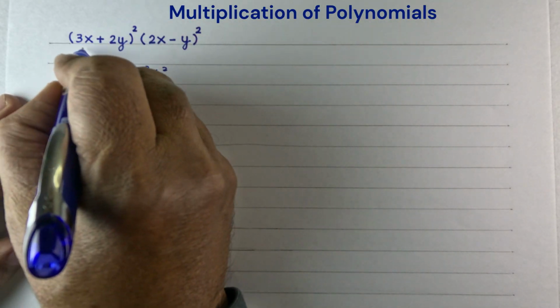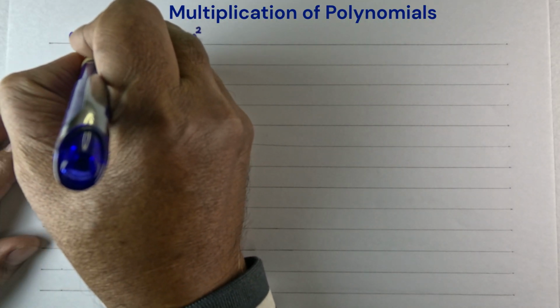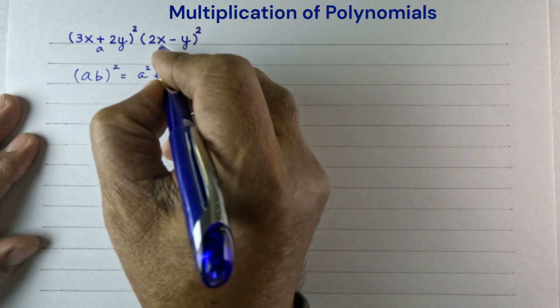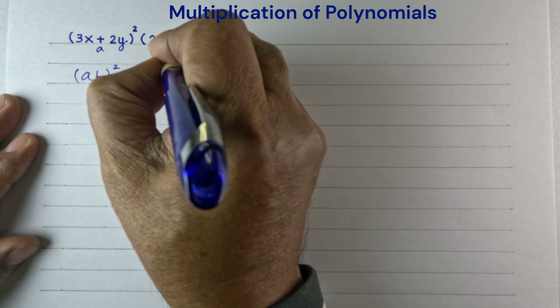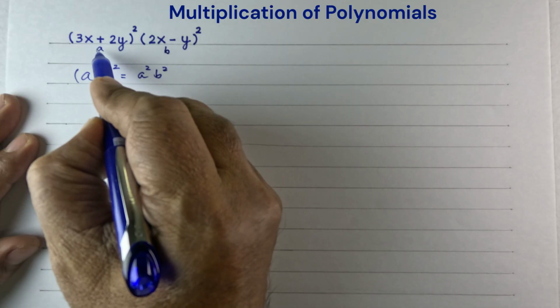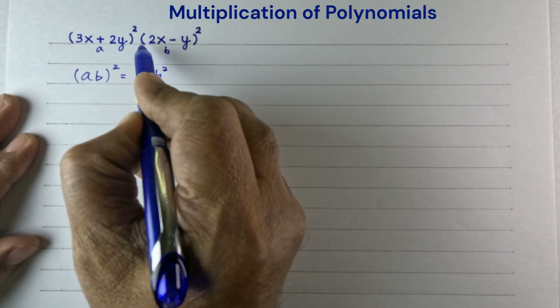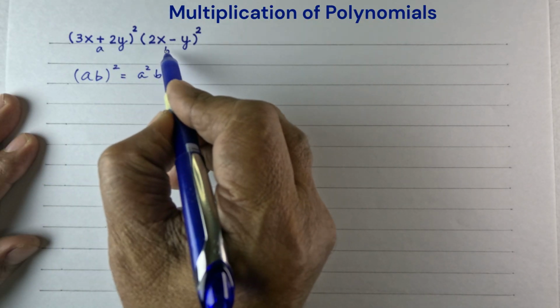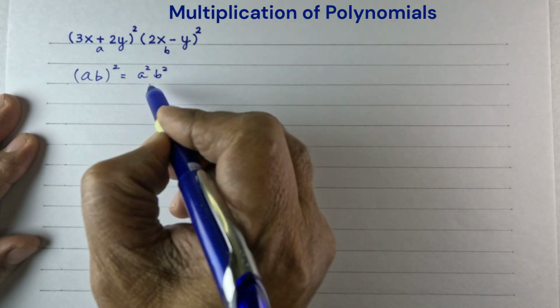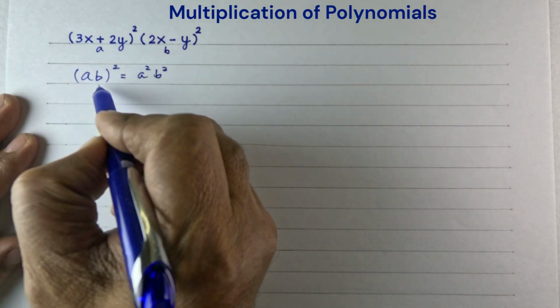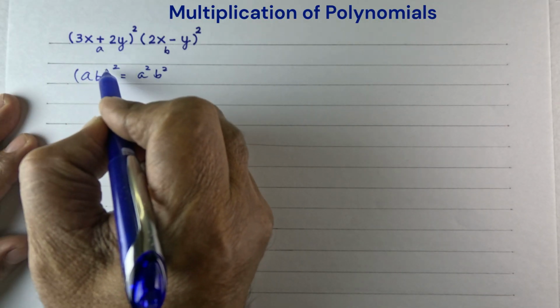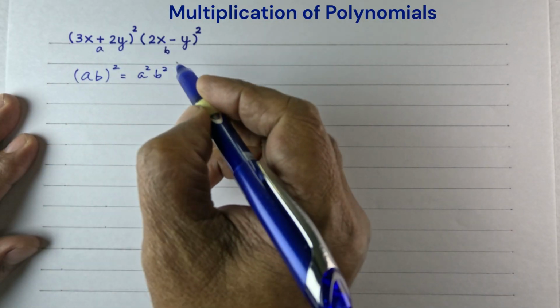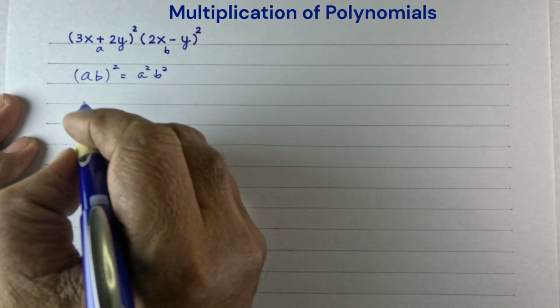Now, if I assume 3x + 2y as A and 2x − y as B, we now have here A squared times B squared, right there. And that is equal to this power expression, (AB) quantity raised to the second power. So let us substitute.